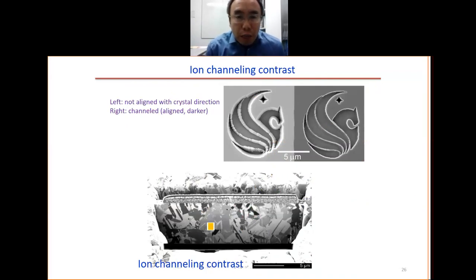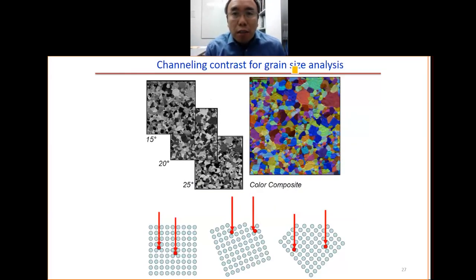For the same material, this is a polycrystalline material. You can see some areas are dark, some areas are white. Again, in those dark areas, you have the channeling effect. Bright areas have no channeling effect. So this effect can be utilized to analyze the grain sizes.